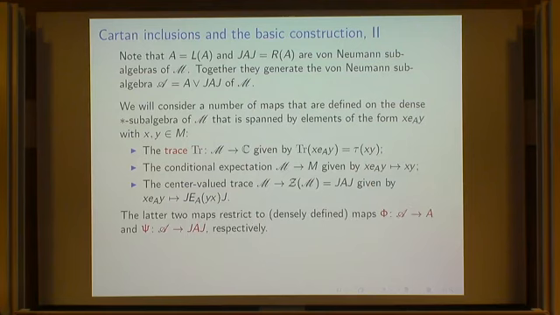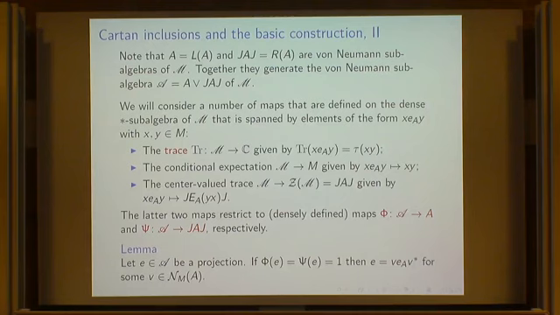So we have these densely defined maps from script A into A and into JAJ, so sort of from script A onto its two generating legs. And the point is that we have this lemma. If you have a projection in script A that's mapped to 1 by these projection maps, then it has to be of this form. So it's a technical tool for constructing this B. Okay, so that's all we need about the basic construction.